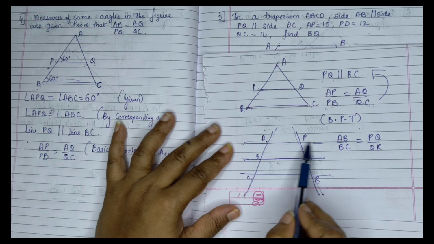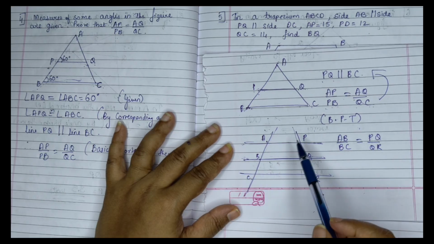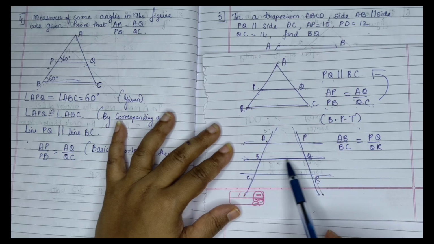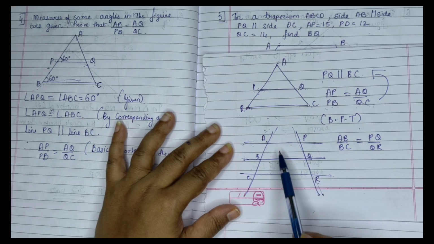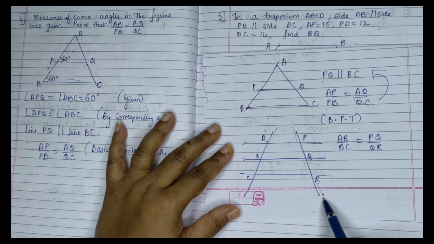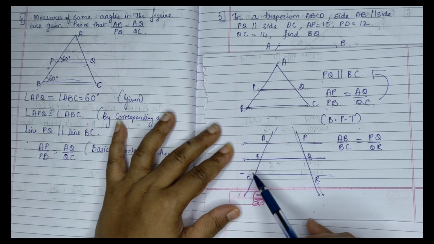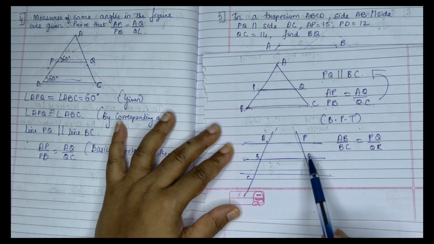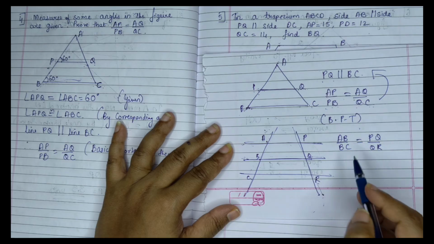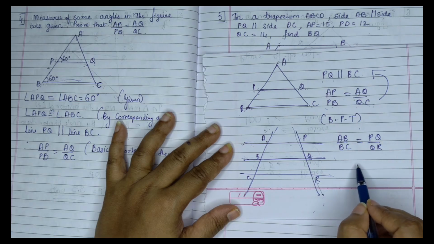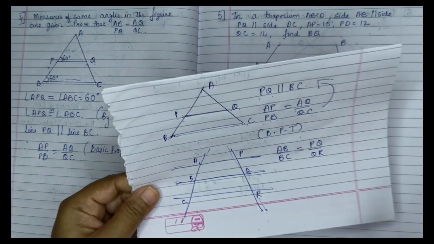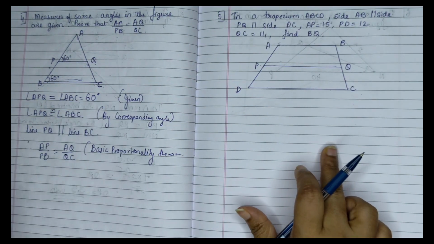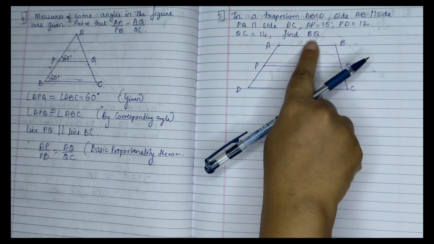Whenever you have three parallel lines and their transversals, this is called the property of three parallel lines and their transversals. So we get AB upon BC is equal to PQ upon QR, and you can give the reason by the property of three parallel lines and their transversal. Same thing we are going to use in the fifth sum, and find out BQ.